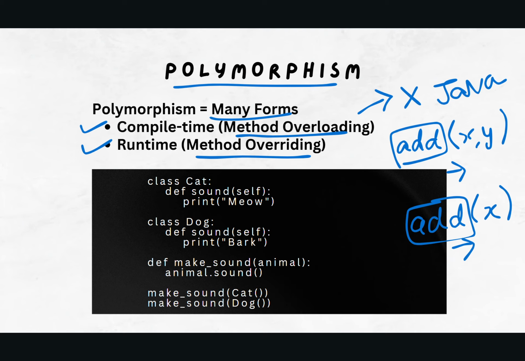Now what is runtime polymorphism? So here, seen this method overloading, if we give two parameters, this function will be used.